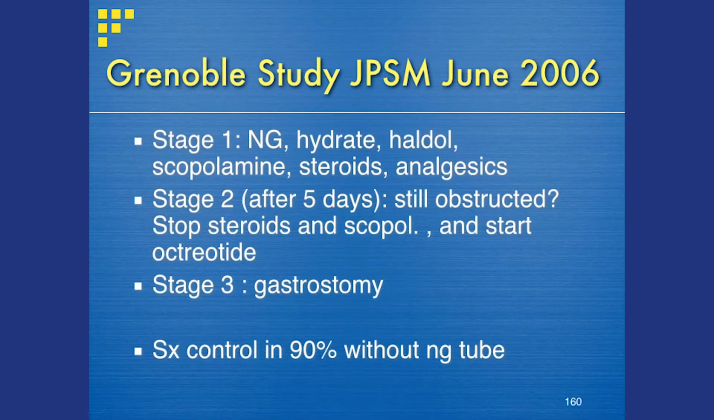A study came out of Grenoble a few years ago looking at this, and they staged this where the first step, you can see there, was NG, hydrate, Haldol. Then if they were still obstructed, they would add the octreotide, and then finally a gastrostomy tube. And they had symptom control in 90% without using an NG tube.